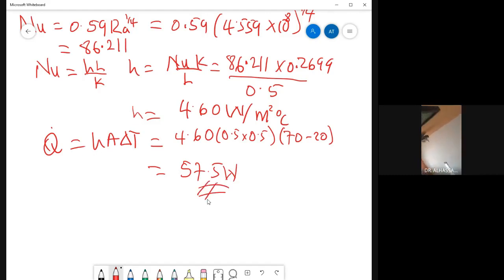So it's a very simple case of convection heat transfer. We will stop over here. Next time we will look at question number 2, and then maybe question number 1. That's for the conduction part.